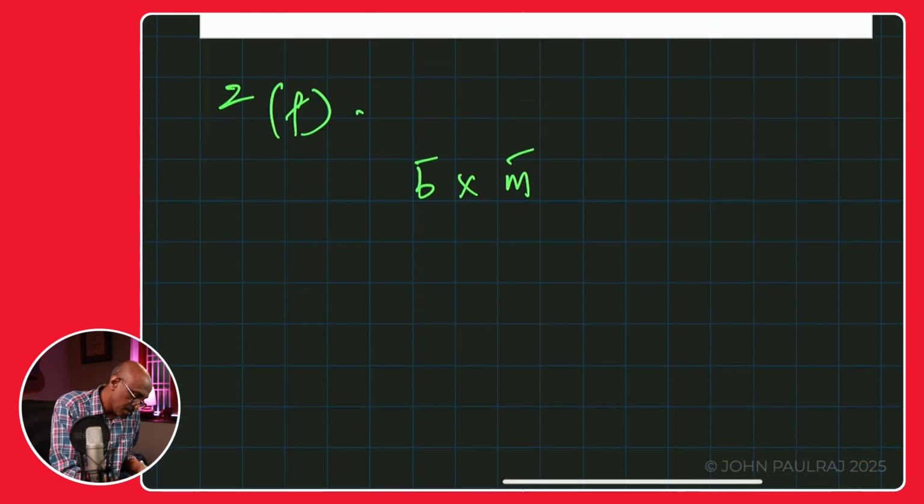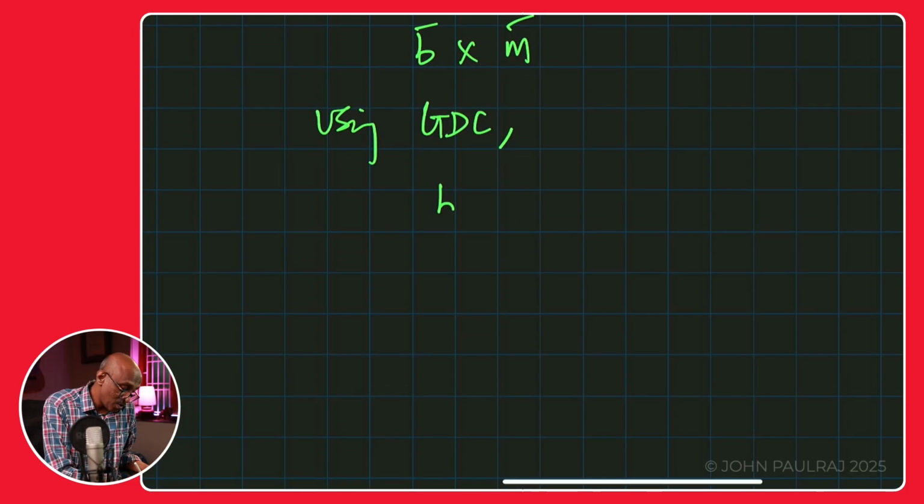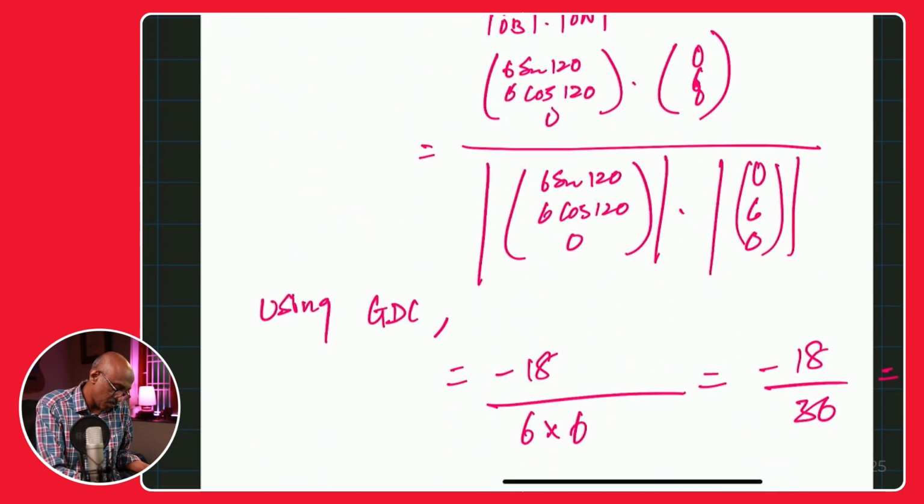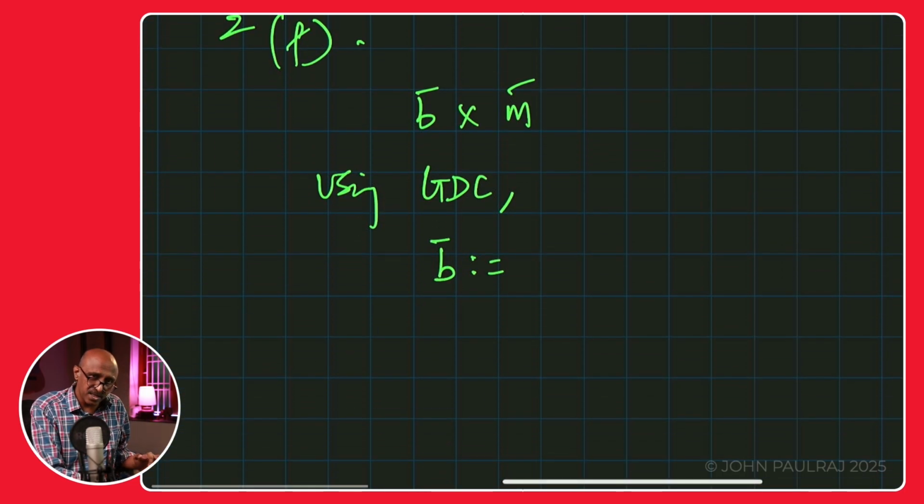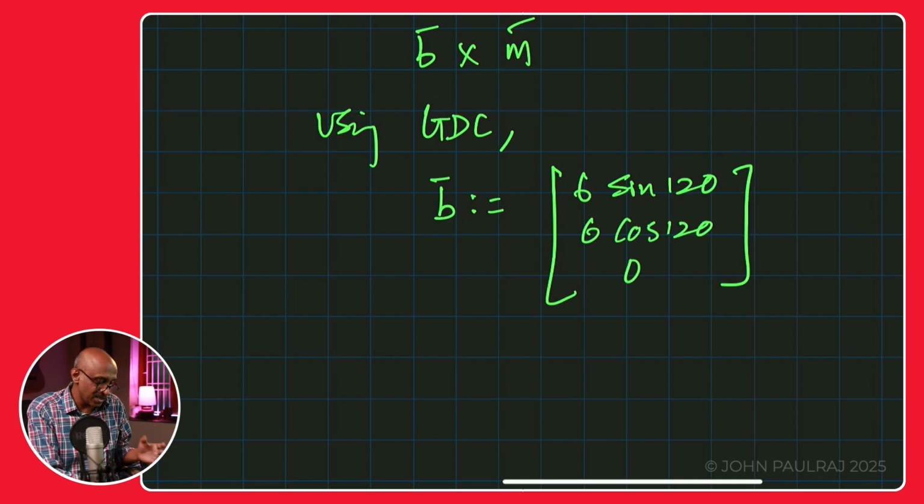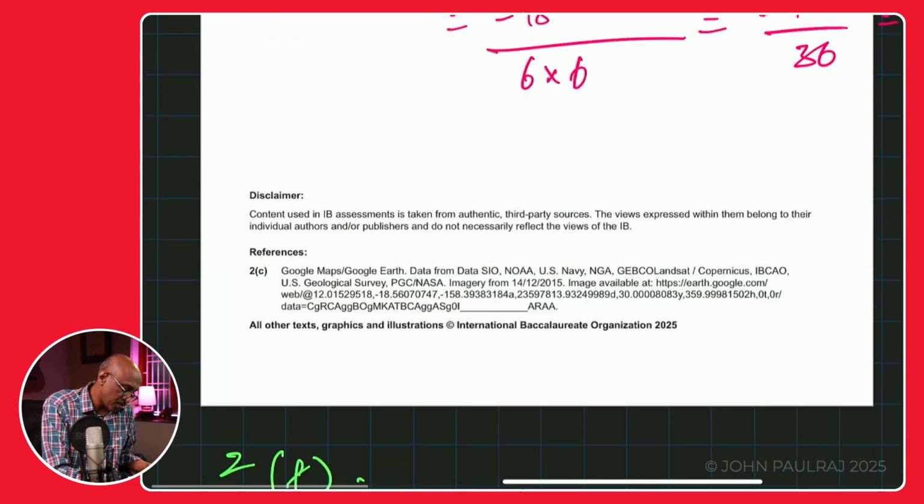Using GDC. Always when you write, you have to tell them how you've written it. So using GDC, let them know how you defined it. 6 sine 120, 6 cosine 120. It's already defined, I know, but it's better to let the examiner know this is how you've gone about doing it, so that they know what using GDC means. 6 points, so it's better to do all that. B, and then M bar is defined as M. Let me just check quickly what that M is.